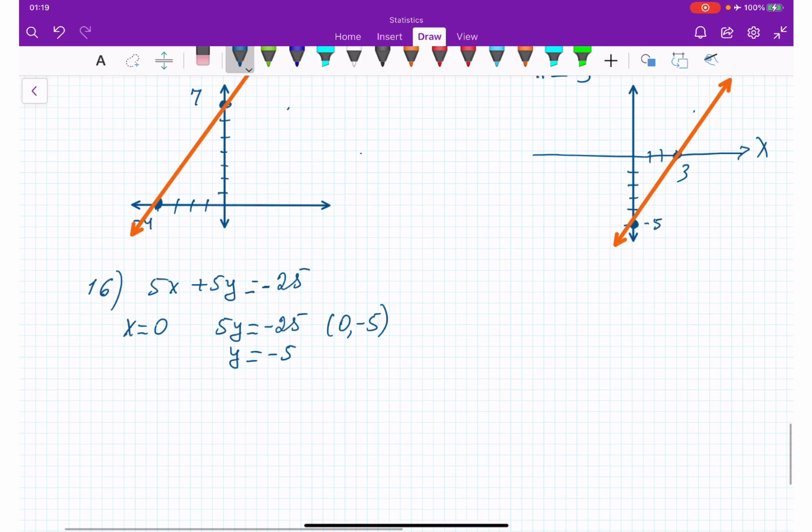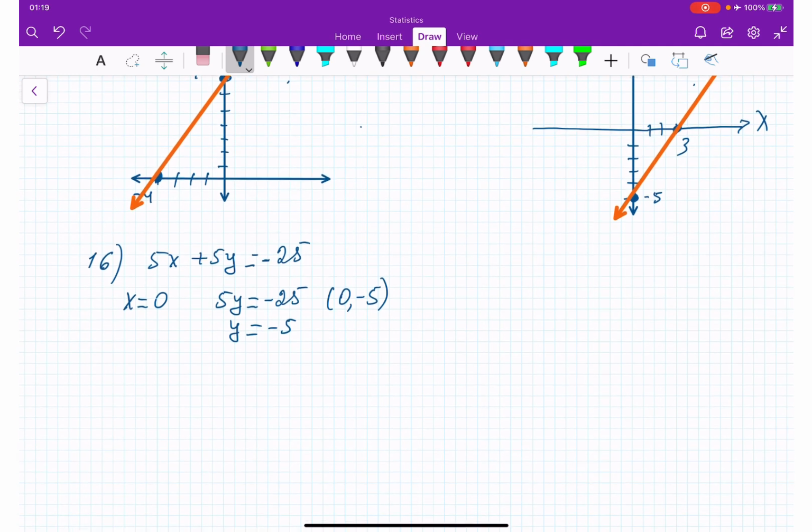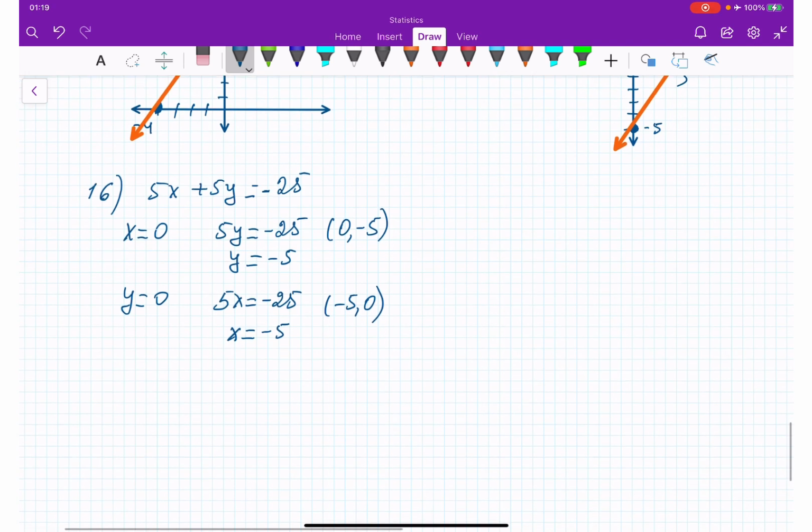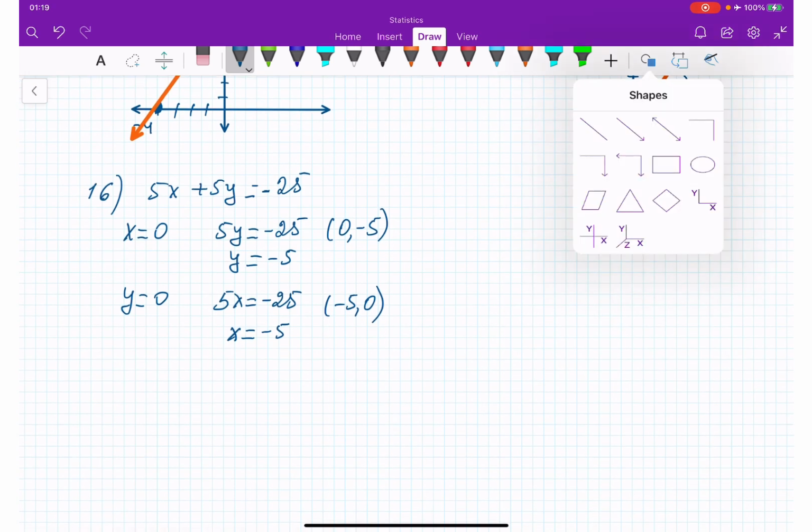I am going a little bit faster because we solved already 2 problems. And y is equal 0. So 5y is gone, right, from equation. And we get 5x is equal negative 5, negative 25, I'm sorry. And x is equal negative 5, which means coordinate will be negative 5 and 0. Okay, so the graph gonna be like that.